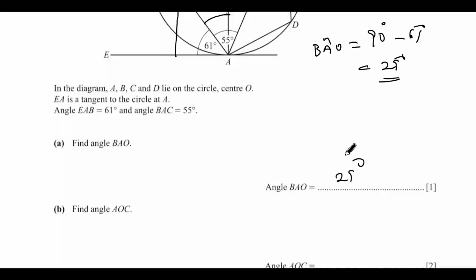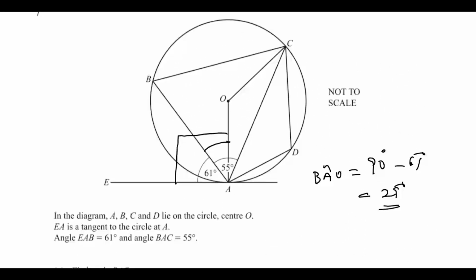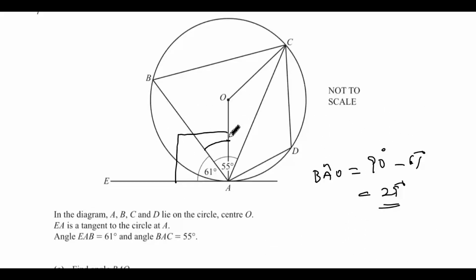The next thing is to get angle AOC. Let's go to the diagram. AOC will be this one here. Sorry, not this. AOC will be this one here. Before you can get AOC, you must get these two angles. Look at this example: we don't have a cyclic quadrilateral here, because points A, D, and C are only on the circumference.